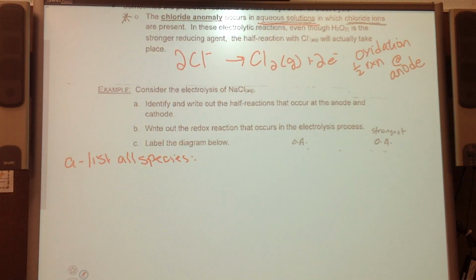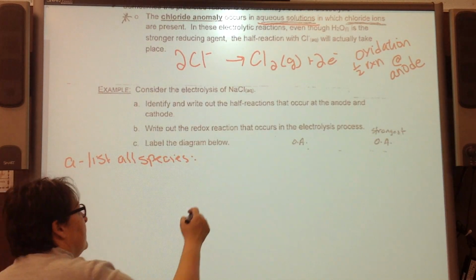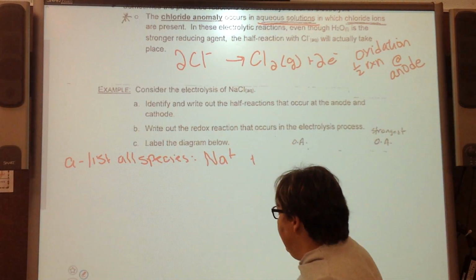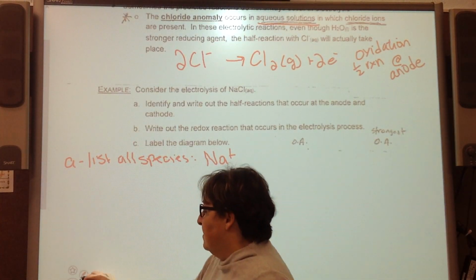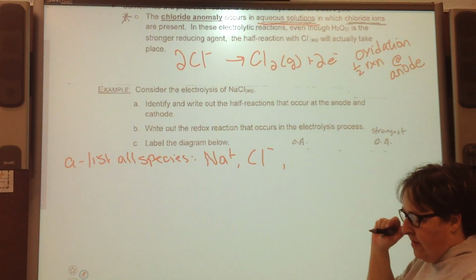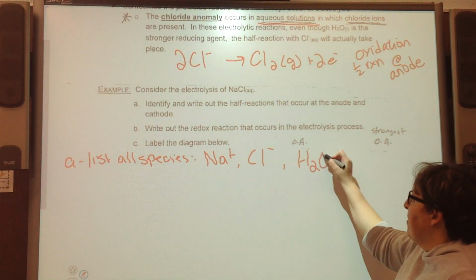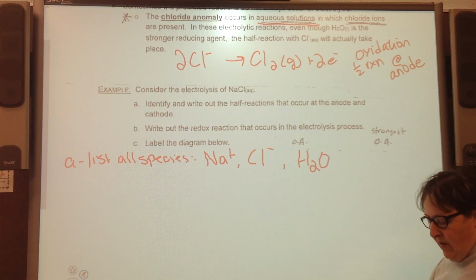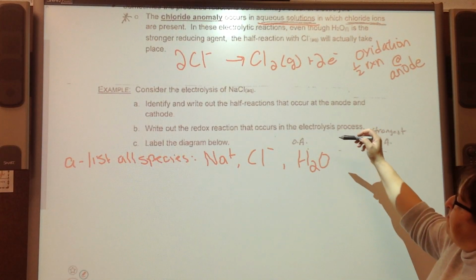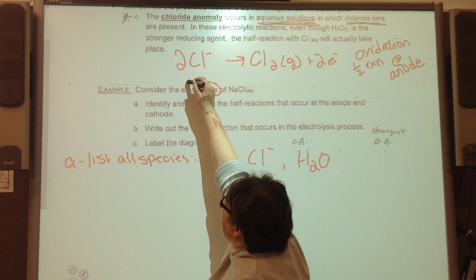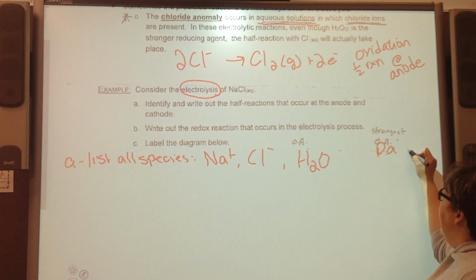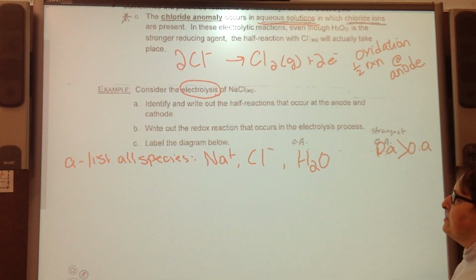So what are we looking at? We're going to have sodium ions, chloride ions and water. Okay? Because it's in an aqueous solution. So when we look at it, we know that it's electrolysis. So the reducing agent has to be greater than the oxidizing agent.